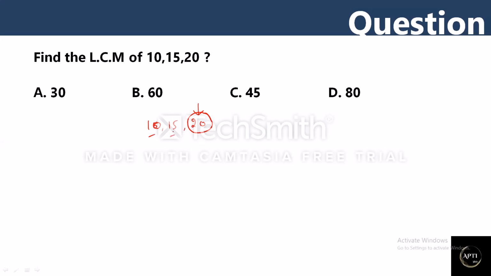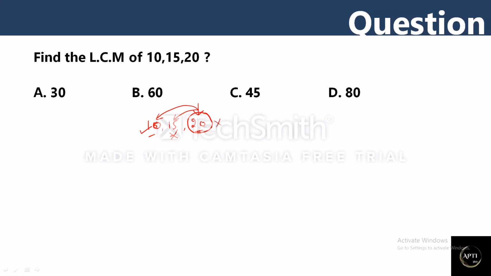What are the remaining numbers? 10 and 15. Of course, 20 is exactly divisible by 10. But is 20 exactly divisible by 15? No. So if one number is not satisfying, we can't consider 20 as our LCM. We can consider the given value as the LCM only if it is exactly divisible by 10 and also exactly divisible by 15. But here 20 is satisfying with 10, but not with 15. So 20 is not our LCM.